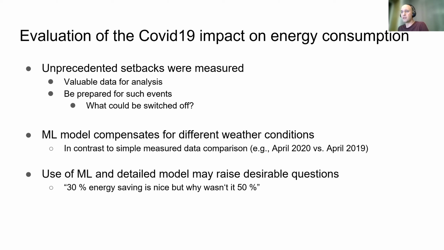It's important to know that the machine learning model here compensates for different weather conditions. So it's a different type of comparison than if you are just comparing one month with the other, because you have different weather during these months. But when you are using prediction from this model, the different weather is compensated. So you can evaluate the differences quite precisely. And this use of a detailed model raises important questions, like I mentioned, that 35% energy savings could be nice, but why was it not 50?